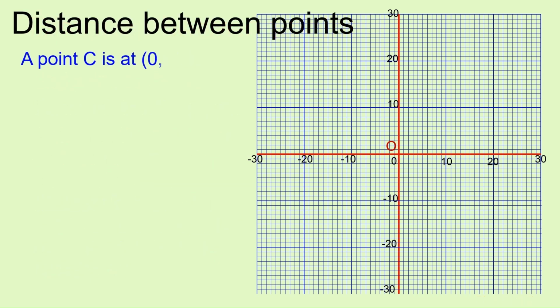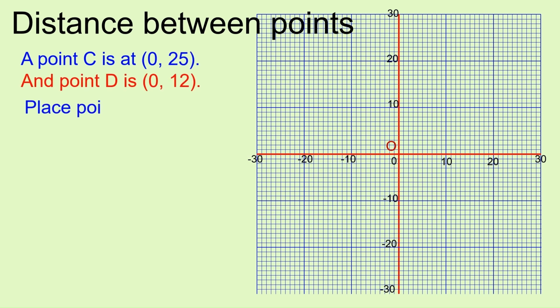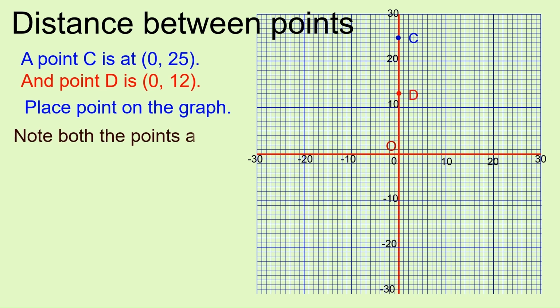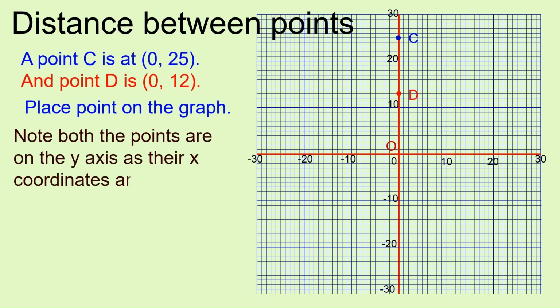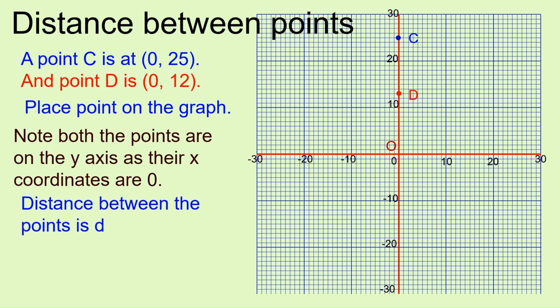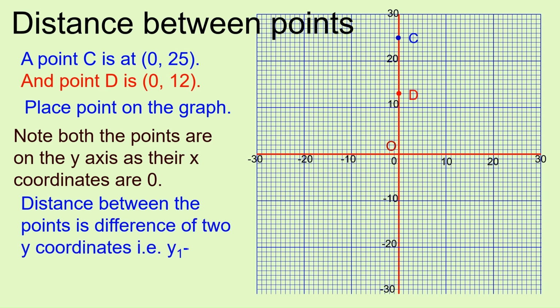Distance between 2 points. A point C is at 0, 25. And point D is 0, 12. Place point on the graph. Note both the points are on the y-axis, as their x-coordinates are 0. Distance between the points is difference of two y-coordinates. That is y1 minus y2, or 25 minus 12 is equal to 13.